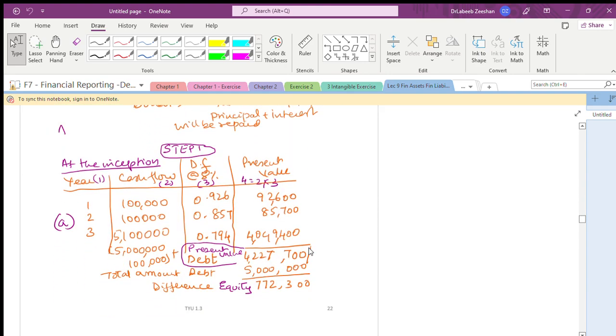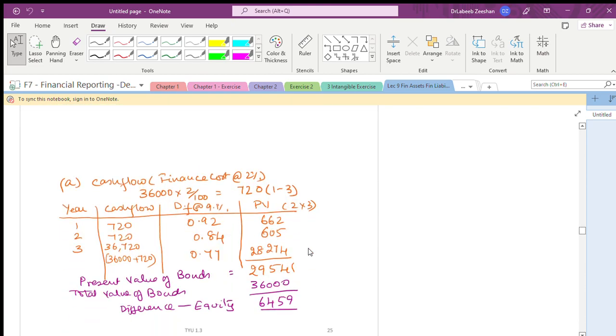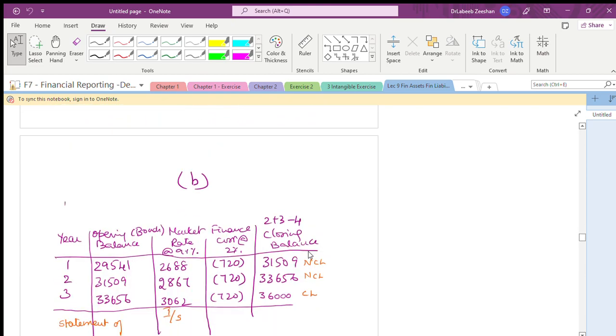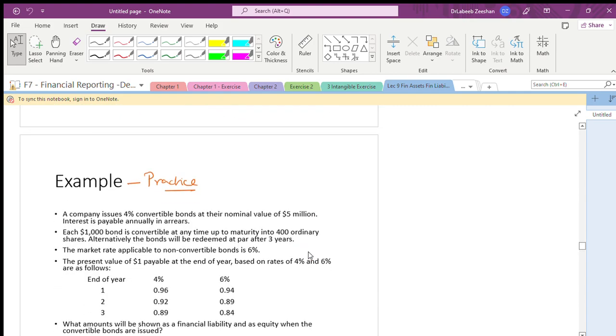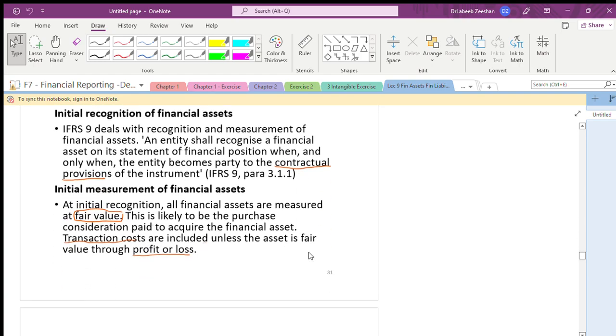First they have issued bonds, then they have converted into equity. Is it right? Fine. We have done this. Is it right? All these are examples. Fine. It is a financial asset.